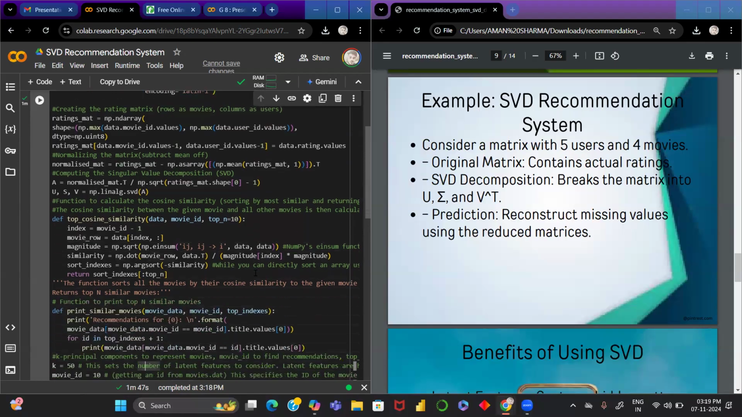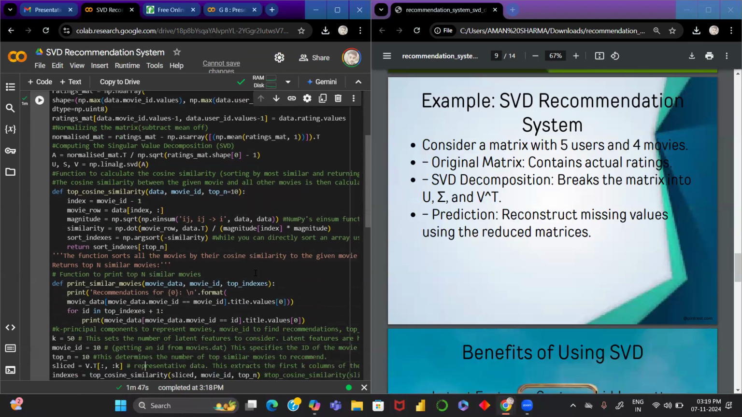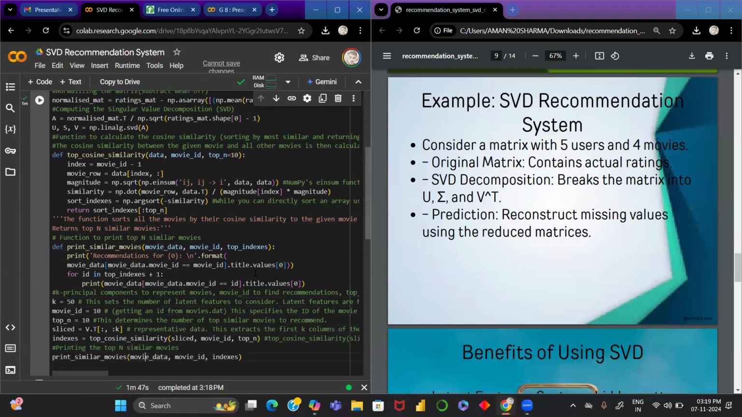Next is the recommendation of similar movies. Then there are latent factors: as we increase this factor, the recommendation quality would also increase. It basically decides how many factors we want to extract from the matrix.